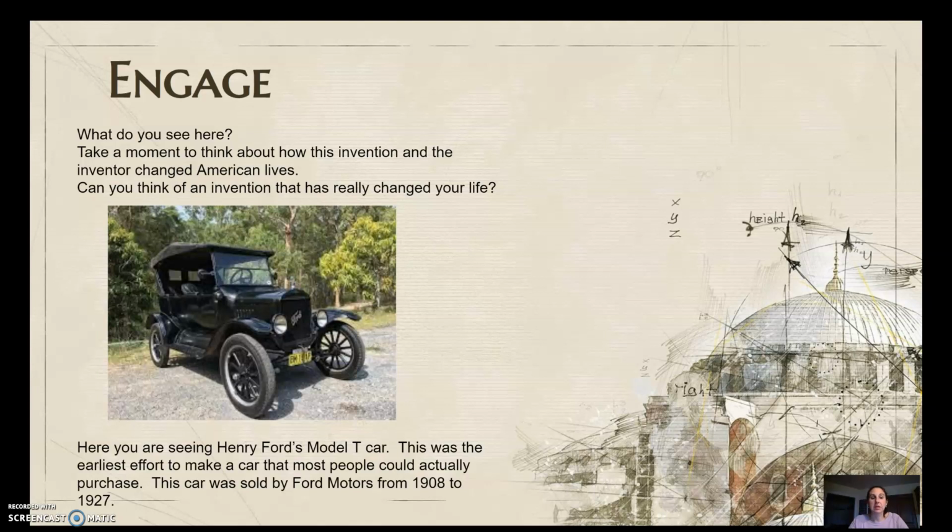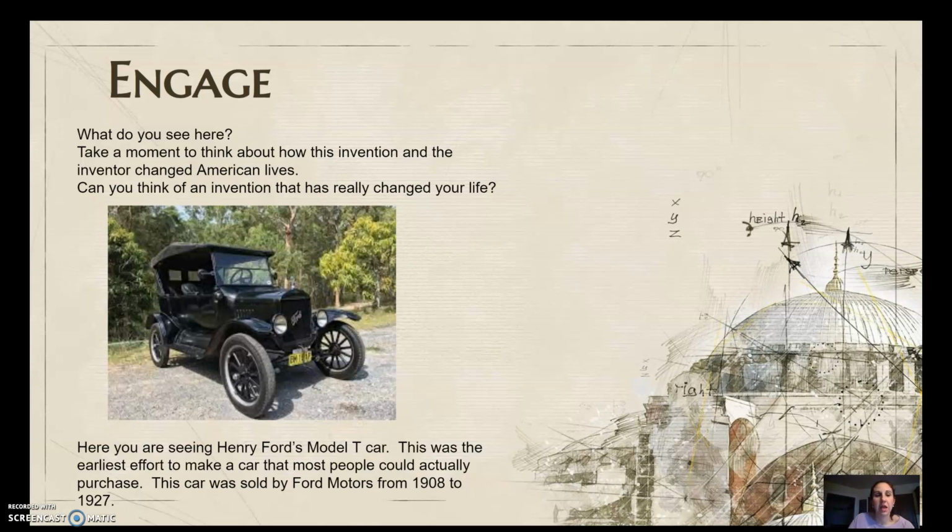Okay. So this is Henry Ford's Model T car. It was the earliest effort to make a car that most people could actually purchase. When he rolled it off the assembly line, which you'll learn about, the invention of making that quicker, they were rolling out at about $1,000 a car. And then more and more people started buying them. They actually lowered to a little over $300, which was the equivalent of about $7,000 today. And as you know, it's very hard to find a $7,000 car that is brand new, obviously. So it was a very affordable car for many, many people. So they could actually own a car. It wasn't just for the elite anymore.